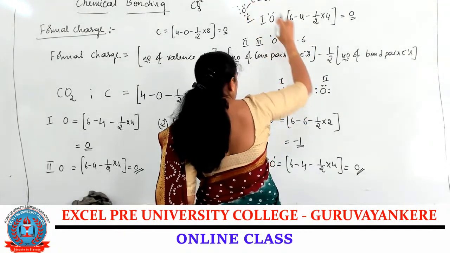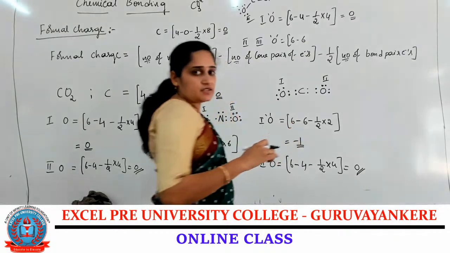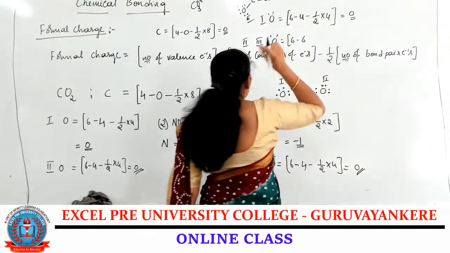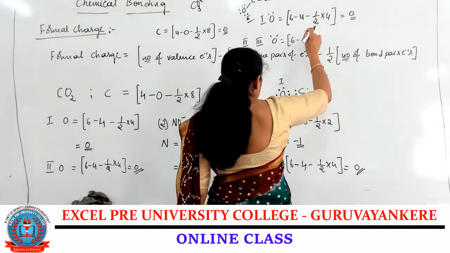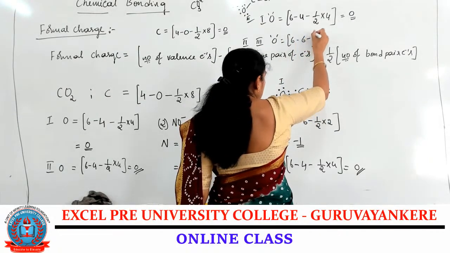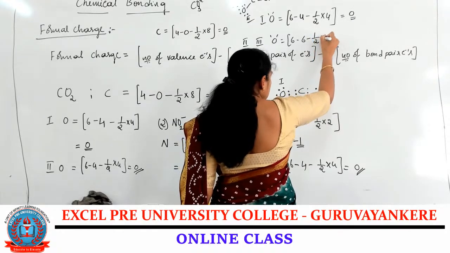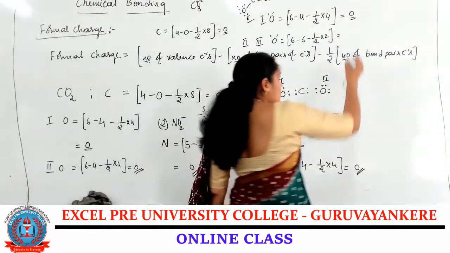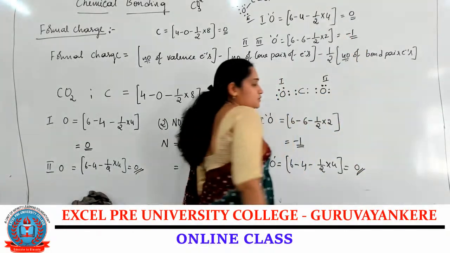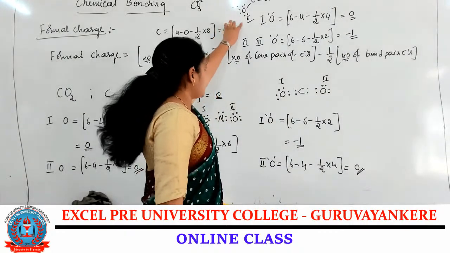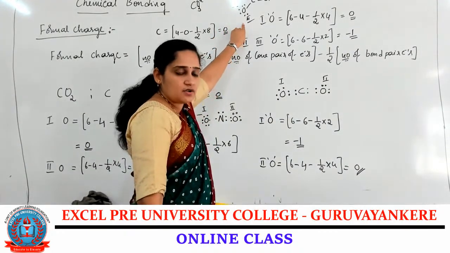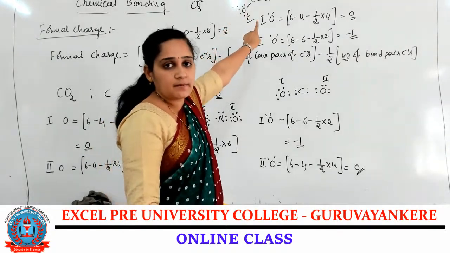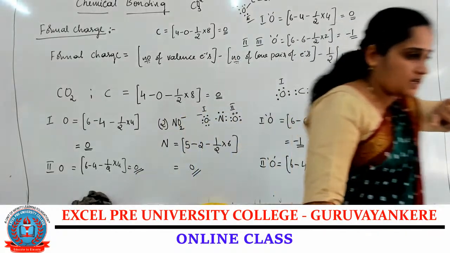6 minus 6, 6 is the valence electrons, 6 is the lone pair electrons, minus half into 2, is equal to minus 1. So the second oxygen atom as well as the third oxygen atom have got the minus 1 charge.